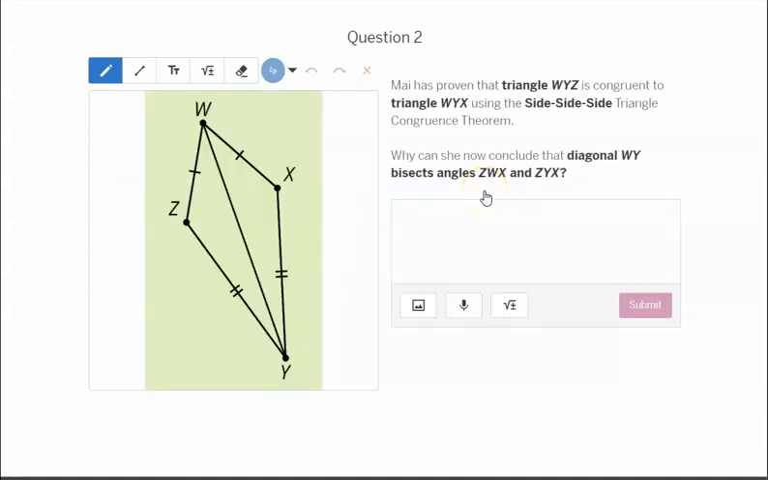Okay, here's question 2. It says that Mai has proven that triangle WYZ is congruent to triangle WYX using the side, side, side triangle congruence theorem. That's very similar to what we just did on slide 1. Why can she now conclude that diagonal WY bisects both angles ZWX and ZYX? So those two angles that we're talking about are this angle and this angle. And they're saying, why can we conclude that this segment bisects both of these angles?